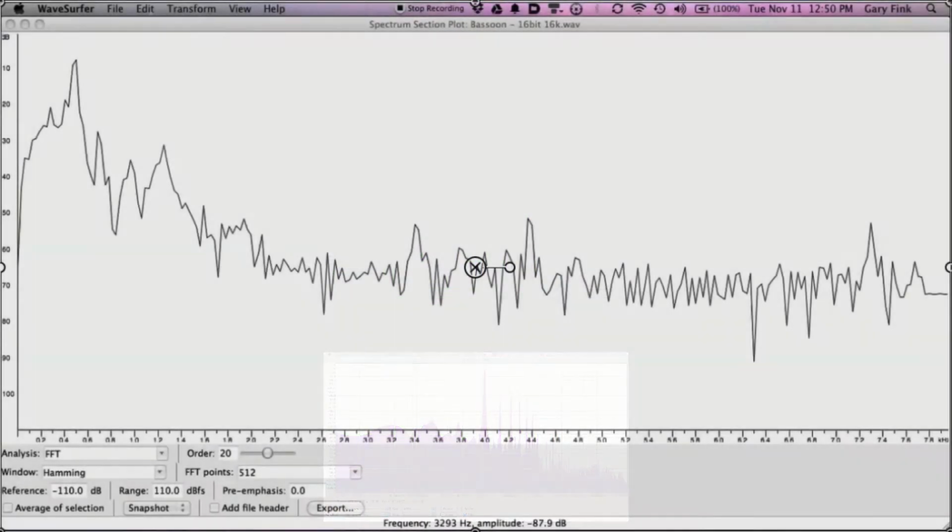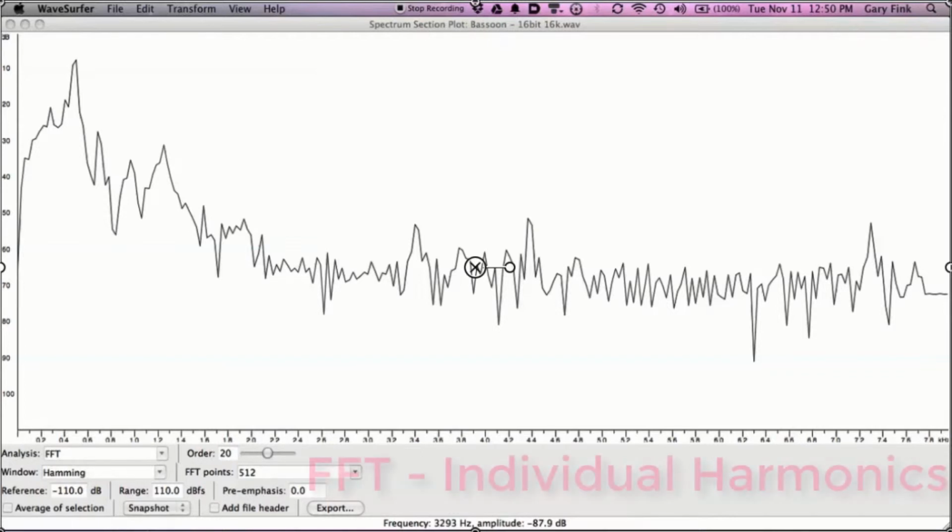Now you're going to see a video of a scale being played by the bassoon. First, we're going to look at the individual frequencies, and then we're going to look at the envelope, the resonance peaks. You'll notice that even as the notes change, the resonant peaks still remain the same.